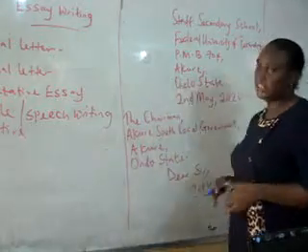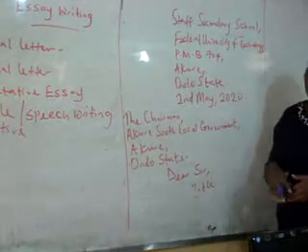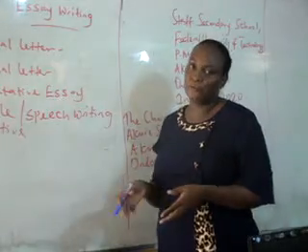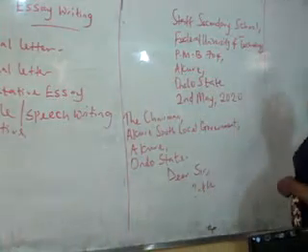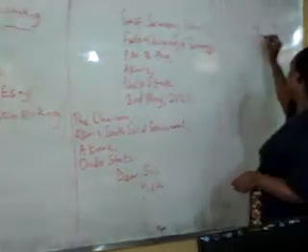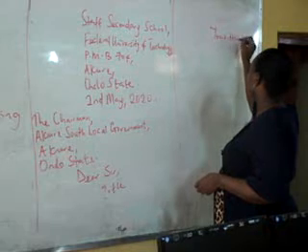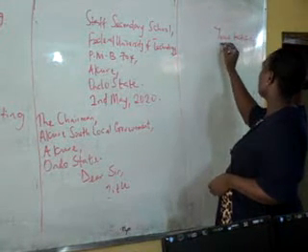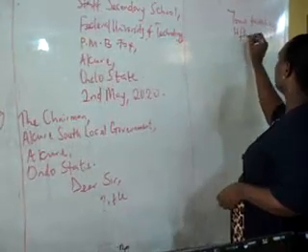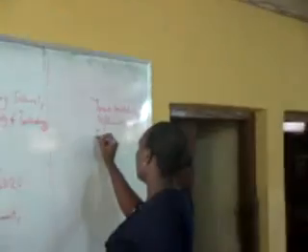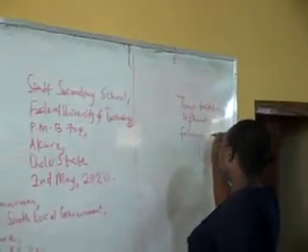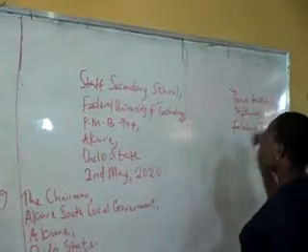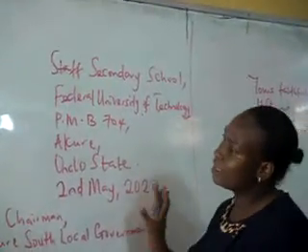So when you're done with your writing, you go to where you have your closure. Then you end it with yours faithfully. Yours what? Yours faithfully. Comma. Then you have your signature. Then followed by your full name. This is it for a formal letter.